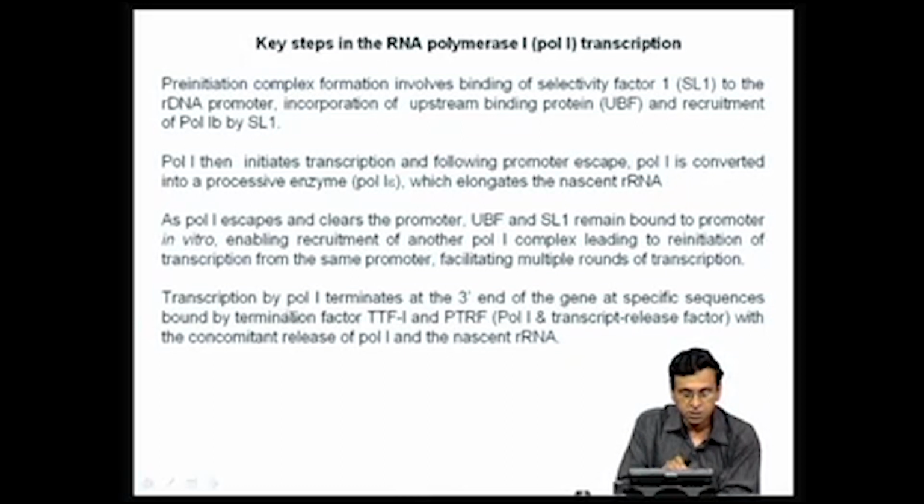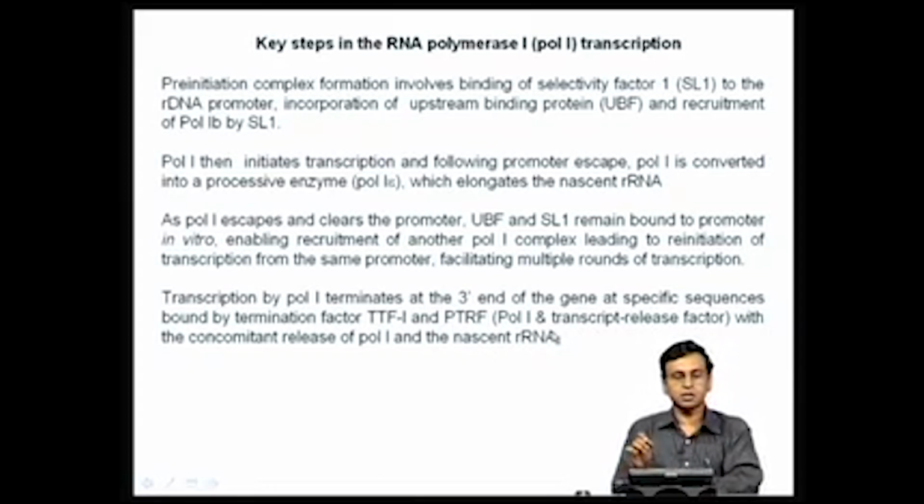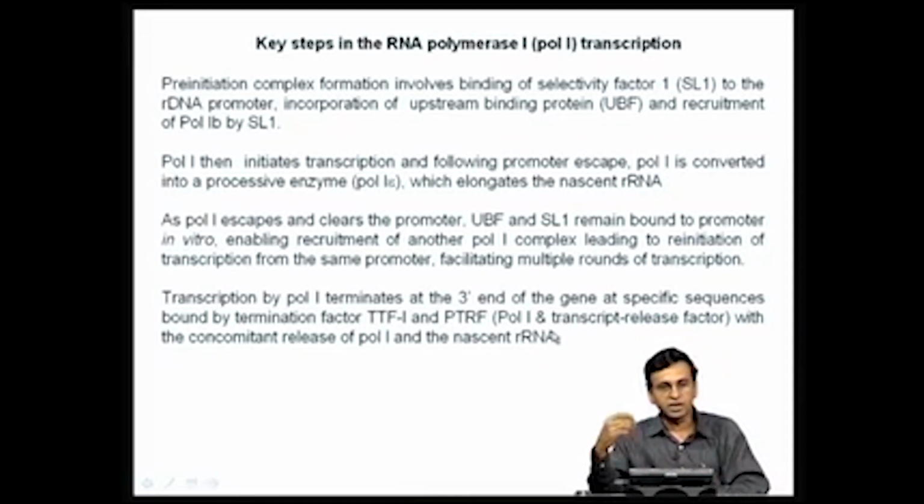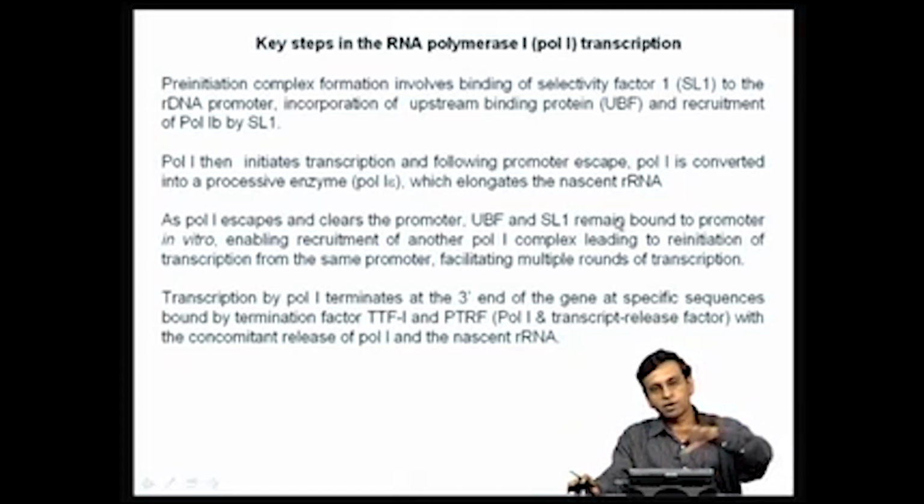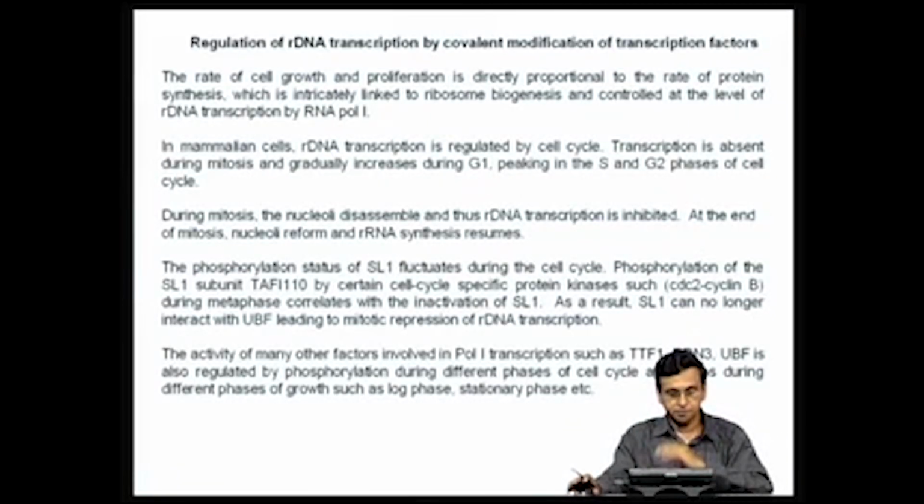And finally, the transcription by RNA polymerase I terminates at the 3' end of the gene at specific sequences, and this is carried out by the transcription termination factor TTF1, and also another factor called PTRF, or Pol I and transcript release factor. As a result of these interactions, the Pol I is released, and therefore it can go back, interact again with UBF and SL1, and initiate one more round of transcription. This is how, in brief, the Pol I transcription cycle proceeds.